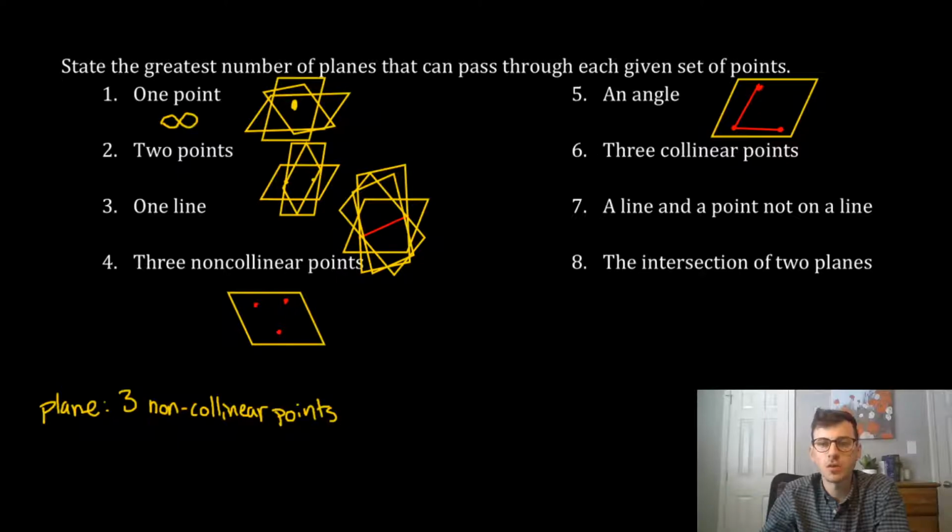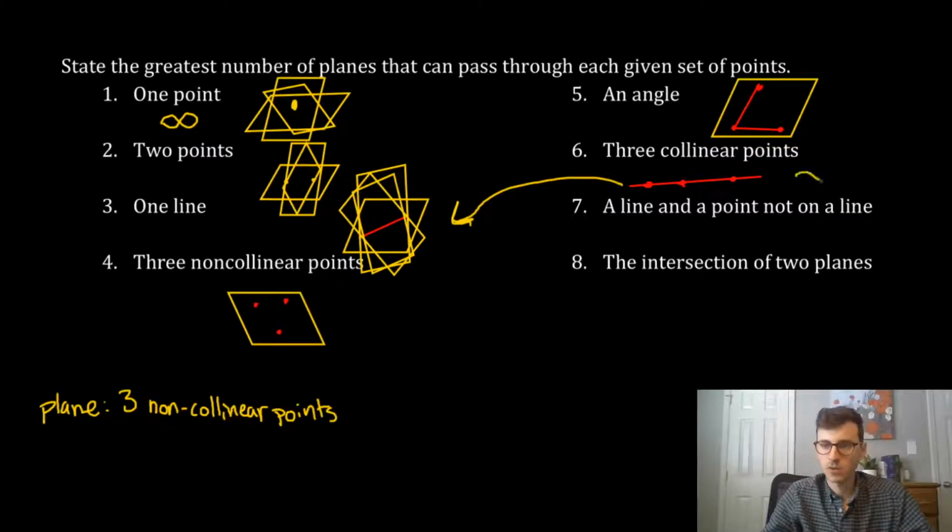Okay, what about 3 collinear points? Well, if we had a line, and we had 3 points on that line, it's still a line, so it's the same thing that happened over here. If it's one line, we can have an infinite number of planes that are going around it. We should be writing 1. This is infinite. This is infinite. And this is 1, just so that we're all on the same page.